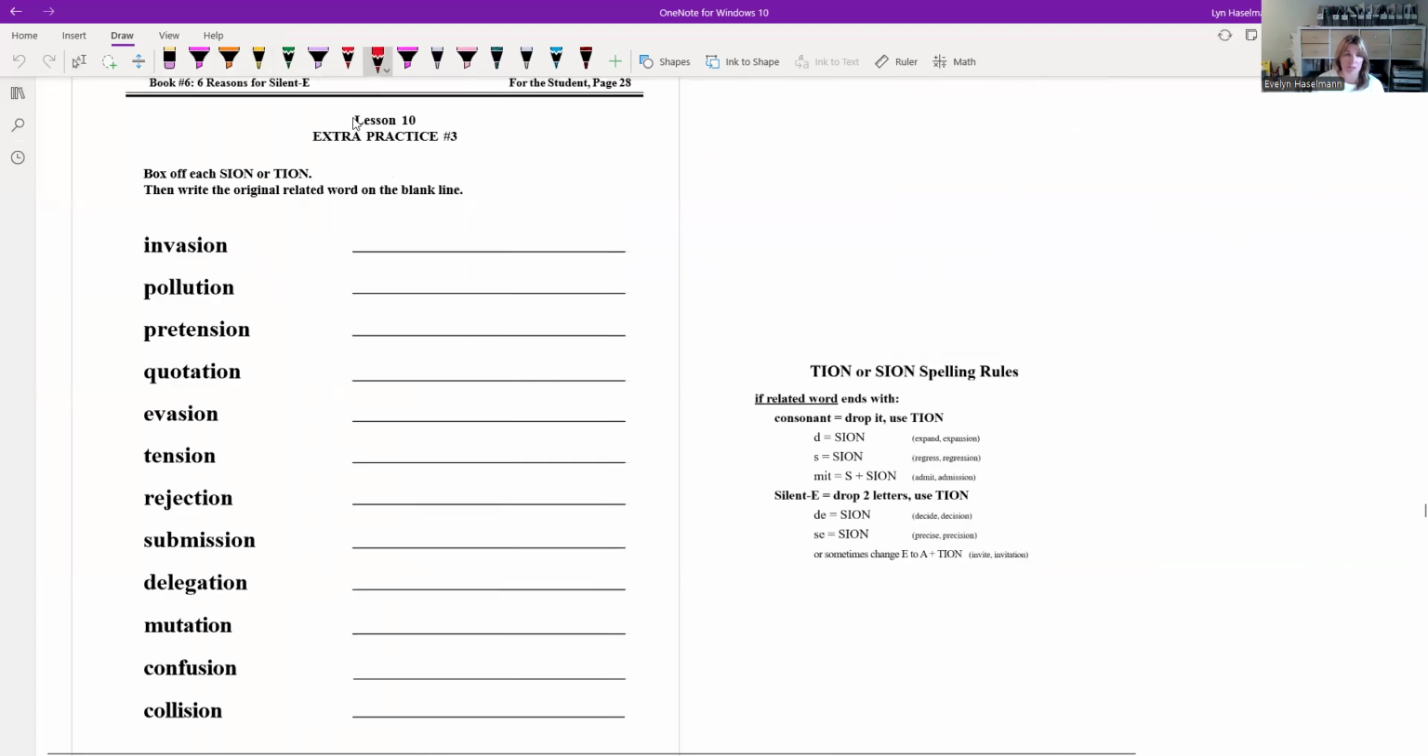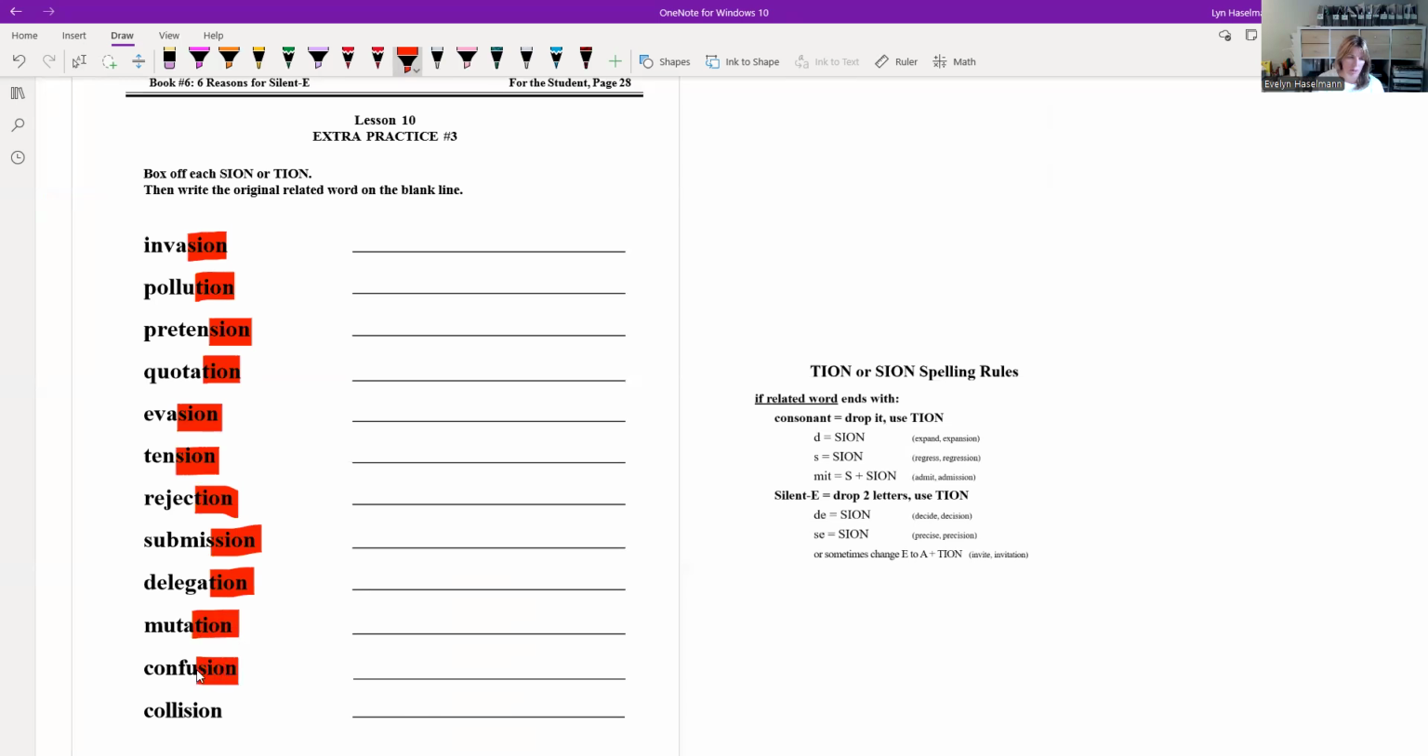Okay, student pages. The first thing your student is going to do for today, I'm simply going to highlight. I'm not going to box, but it does say box off your TION or SION. So I'll quickly do that for you. And then write the original words. This is working with base words, which is actually quite tricky for quite a few kids. They don't know that some of these words are related.